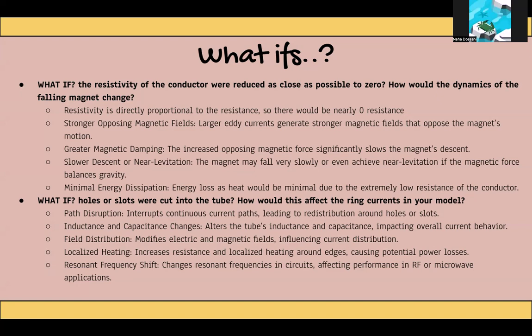Now, what if holes or slots were cut into the tube, and how would this affect the ring's currents? This would interrupt the continuous current paths and lead to redistribution around the holes. For the field distribution, this would modify the electric and magnetic fields and influence the current distribution. There would be increased resistance and localized heating around the edges, causing potential power losses. This may also alter the tube's inductance and capacitance, and impact the overall current behavior.